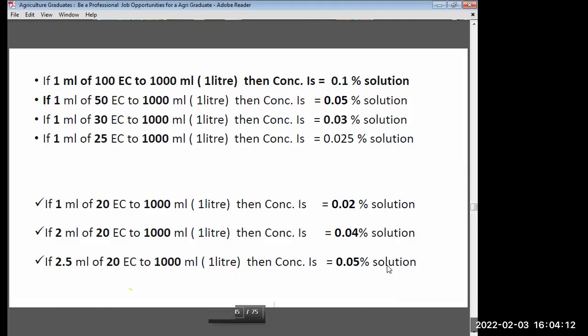You can just remember the first line. First line you must remember: 1 ml of 100 EC added to 1000 ml is 0.1%. This is enough. Likewise, for the others, you see 1 ml of 20 EC is 0.02%. Likewise, you can change the materials. So you can have the formula, or you can refer to the table, or you just remember only one line. Just remember 100, whether it is 100 EC or 100 SP or 100 WSC. Think about it, no insecticide is 100 EC. You just know 100, if it is 100, it is 0.1%. Suppose the dose of EC or SP formulation is lesser, then you can calculate like this.